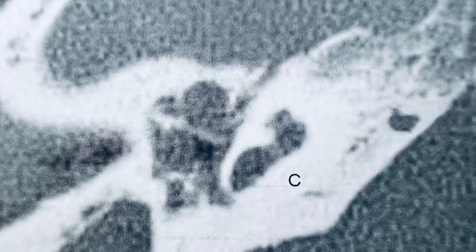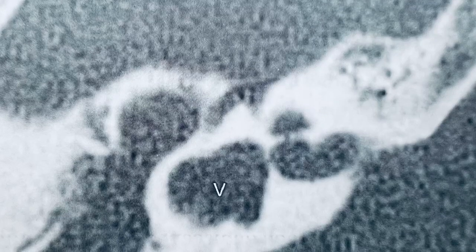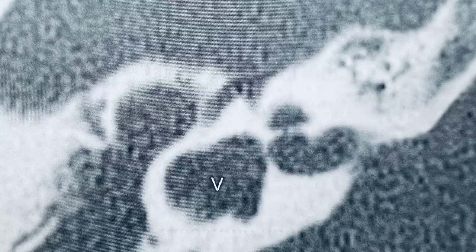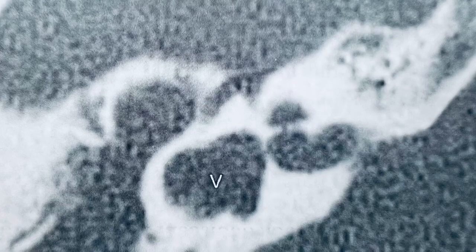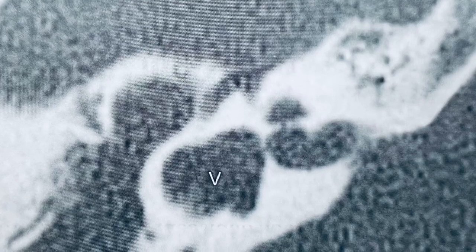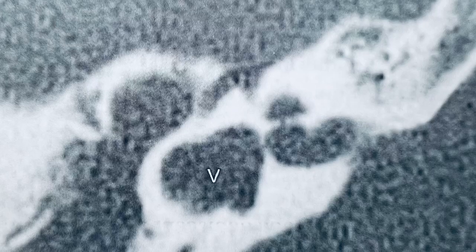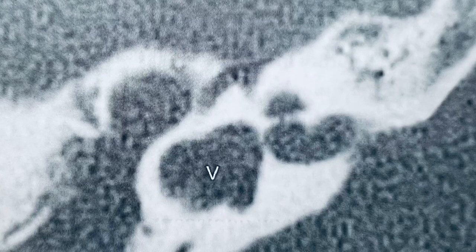The vestibule may be enlarged in this case, and the external architecture is almost normal, but there is no modiolus or interscalar septa. You can see this on this CT scan. You can also see vestibular dilatation in such cases.